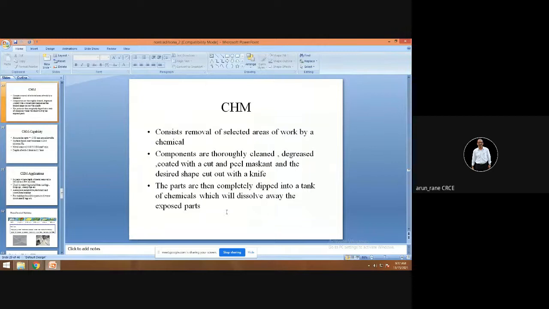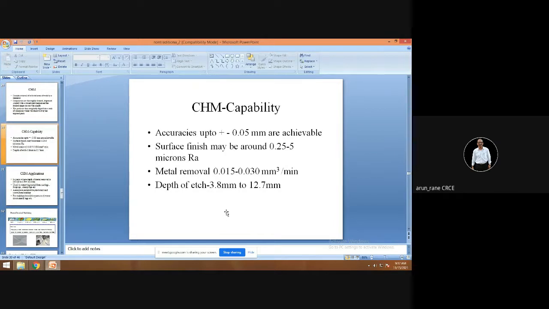So where you want to cut the material, the maskant should not be there. That is what you have to remember. And then once this maskant is applied, the part is completely dipped into the acid tank, and that will dissolve the area or the part which is exposed. This is what the principle is, very simple process.